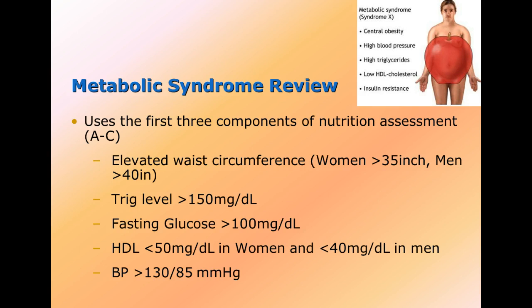You are considered having metabolic syndrome if you have the following: an elevated waist circumference of a waist larger than 35 inches in women, or larger than 40 inches in men, a triglyceride level of greater than 150, a fasting glucose greater than 100, an HDL less than 50 in women, less than 40 in men, and a blood pressure of greater than 130 over 85. If you have this list of items, you're considered to be in the metabolic syndrome category, and it would be in your best interest to try and improve these factors.